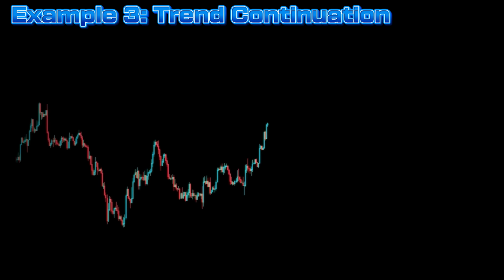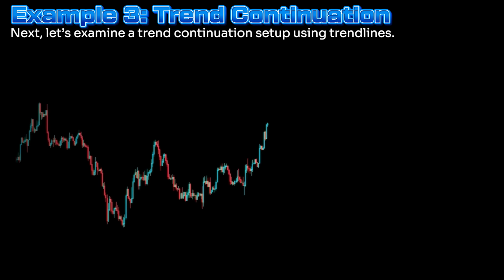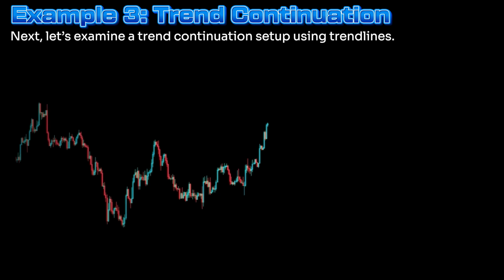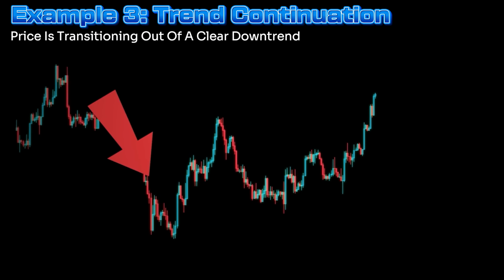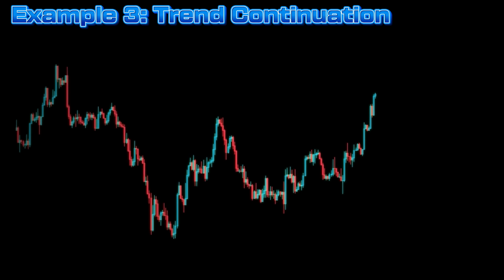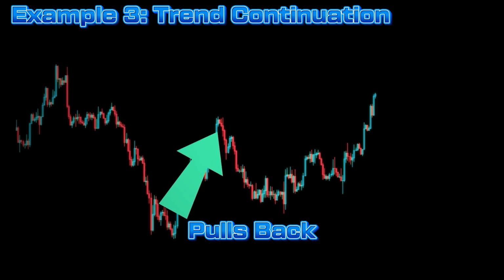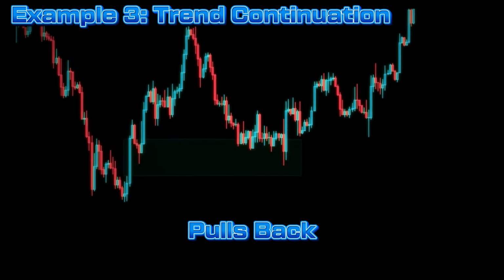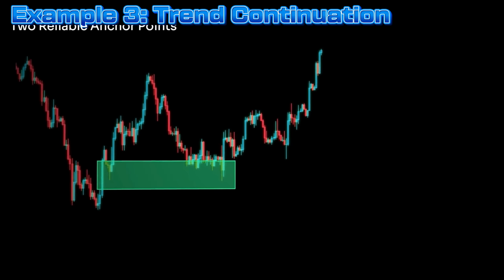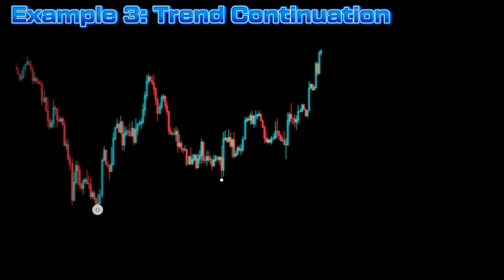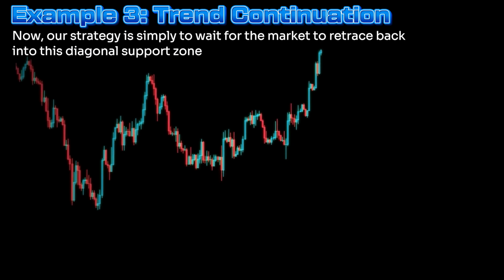Example 3. Trend continuation. Next, let's examine a trend continuation setup using trend lines. Here, price is transitioning out of a clear downtrend, shifting its trajectory upward. It then pulls back to fill an internal market inefficiency before continuing its ascent. This gives us two reliable anchor points to construct our ascending trend line. Now, our strategy is simply to wait for the market to retrace back into this diagonal support zone.